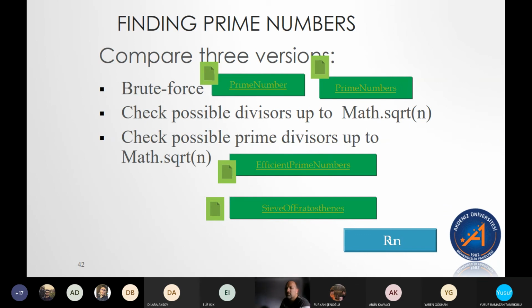Finding prime numbers. There are some examples in the code examples here. Basically, three different versions of finding prime numbers. One is by trying to just brute force it, right? Let's say that we want to find all the prime numbers up to n.